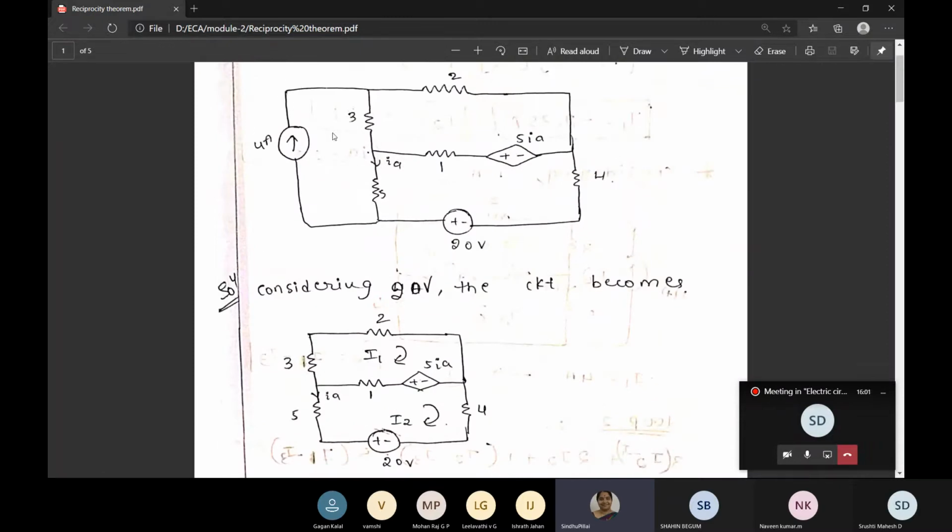Next step, consider 4 amps. As that is the current source, what do you do with the voltage source? The voltage source is short circuited, and we'll consider the 4 amps. So again you'll have three loops. Put them as I1, I2 and I3 and find out the three currents. What is the difference here? Since we have three loops, what will be IA? The current coming here is I1 minus I3, if you have taken this loop as I3.